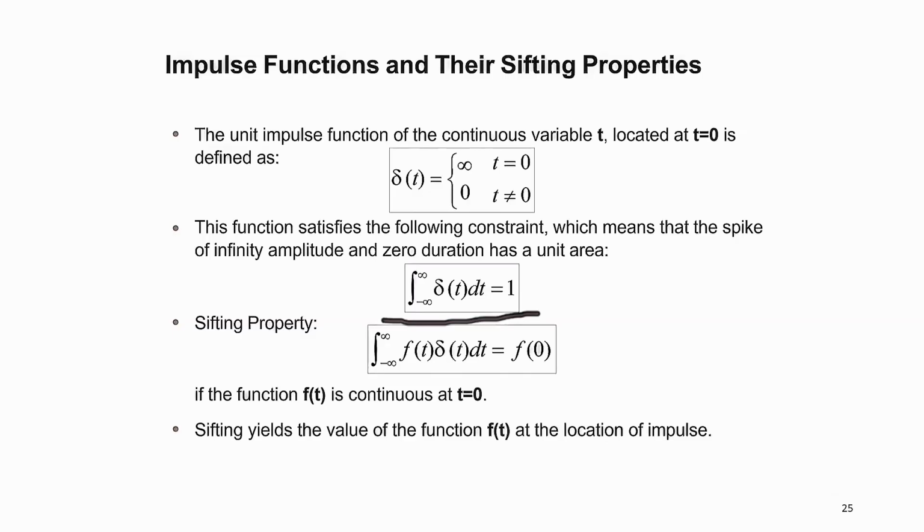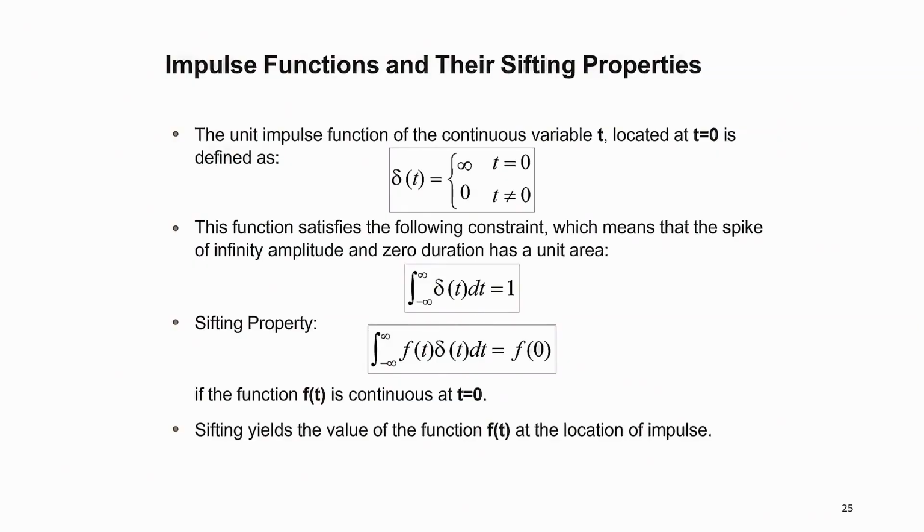Because I need this property. If I integrate delta of t, it only exists at t equal to 0, right? So this will give me 1. If you think about the discrete version, it was 1 at t equal to 0, but there we had a summation. Discrete, we have summation. Now we have continuous, we have an integral. So for the integral, what is this giving you? This is the area under the curve.